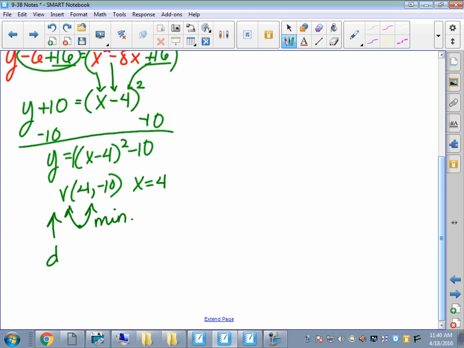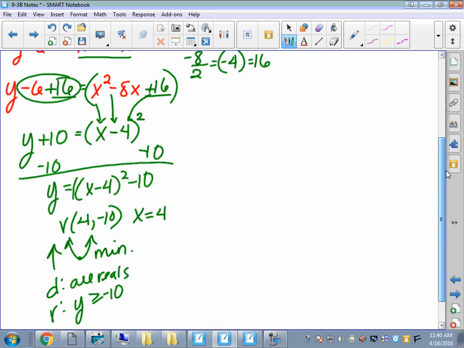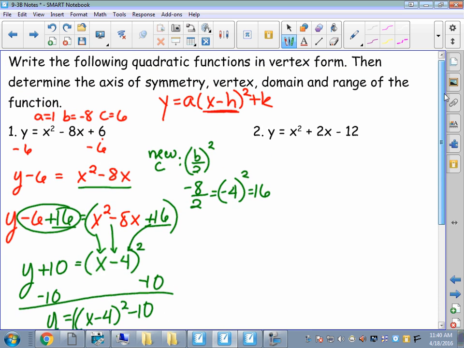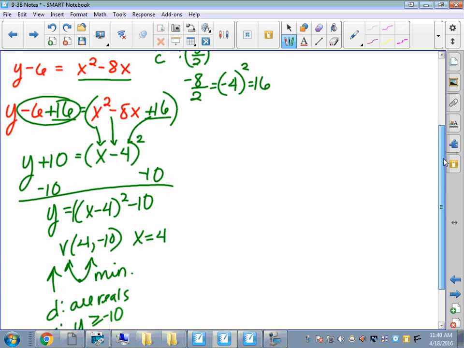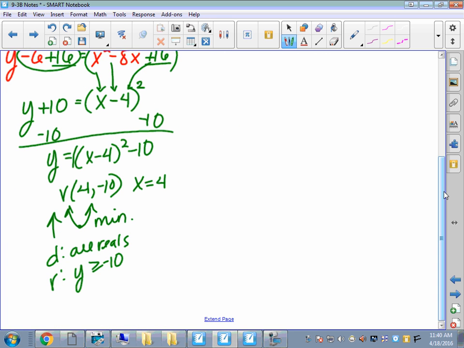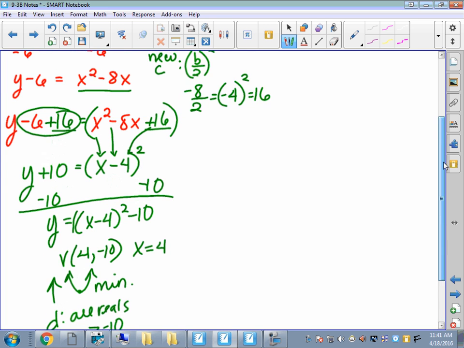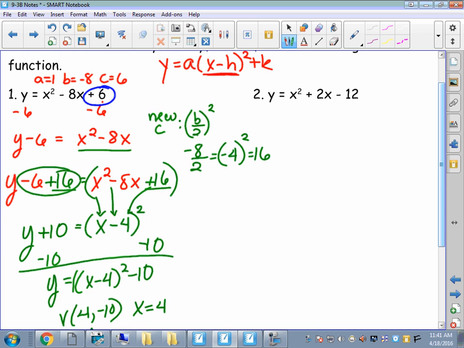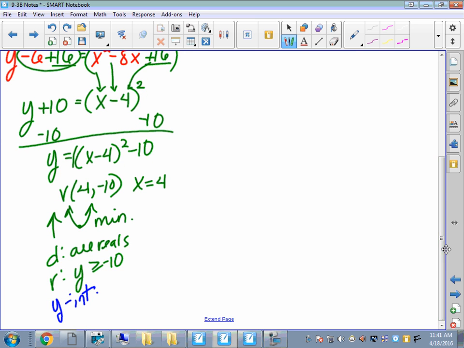My domain is all reals. And because it's a minimum value, my range, my y values, will be greater than or equal to negative 10. They will never go beyond negative 10. And what else did I ask for? I think that's it. Notice I didn't ask for the y-intercept, and I could put it on there, but I actually have to find my y-intercept using the original problem. So 6 is my y-intercept. My y-intercept is (0, 6). It's not the negative 10. Negative 10 is my vertex. That's my k value. My c value comes from the original.